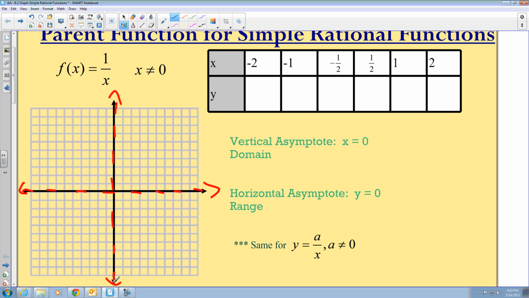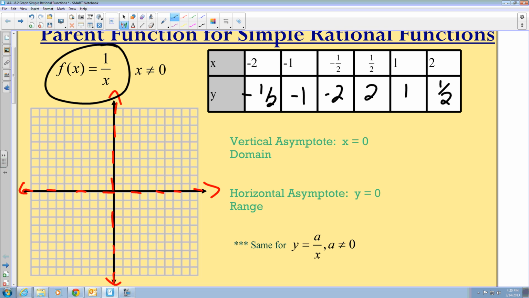Now, again, it's just like what we've been doing before when we graph. We make a t-chart. I get x values, and so here I've given some x values: -2, -1, -1 half, 1 half, 2, and 1. If I plug those into this function, I'll get some values for y. If x is 2, my y is going to be 1 half. If my x is -1, my y is -1. If my x is -1 half, my y is -2. If my x is 1 half, my y is 2, and then so on. So this becomes 1, and this also becomes 1 half.